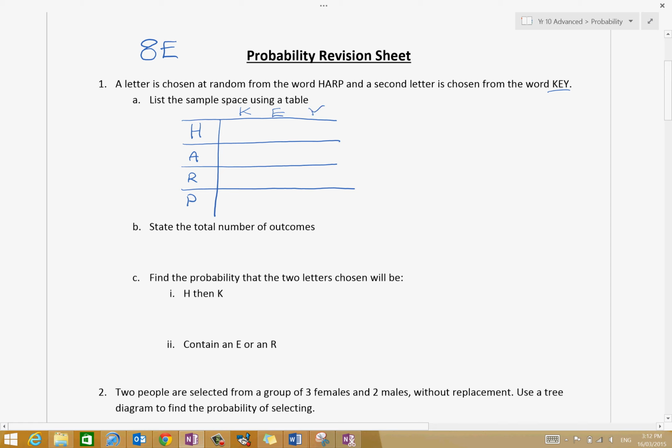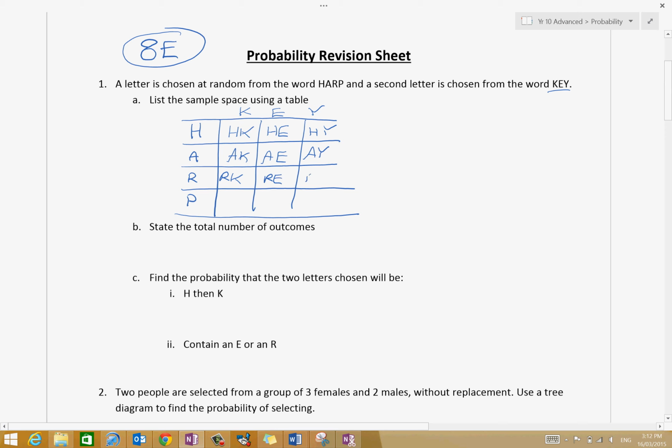K-E-Y. Now, if you think about it, we've got 4 options from the first, 3 options from the second. There's no replacement, so there's going to be a total of 12 outcomes. 4 outcomes for the first, 3 for the second. So what we're going to do then is list, and this is what we're doing in 8T, basically just writing out these two-way tables. So we can list the outcomes HK, HE, HY, AK, and so on. I will do that very quickly, and then we'll go through and answer some questions.